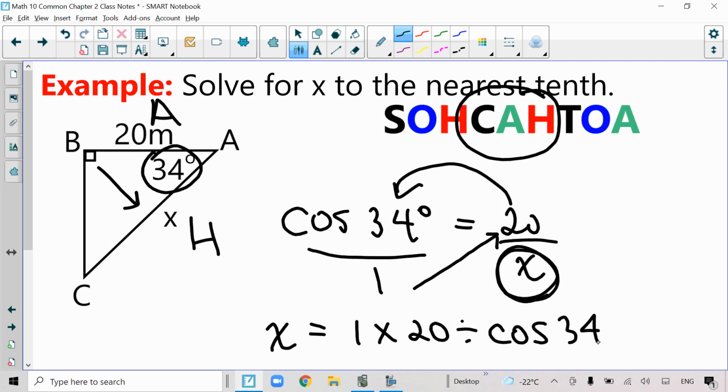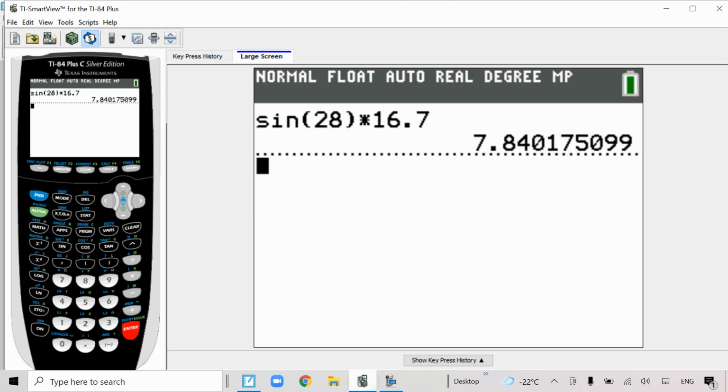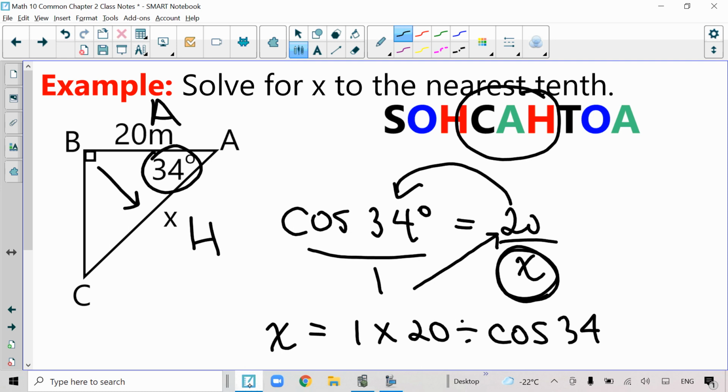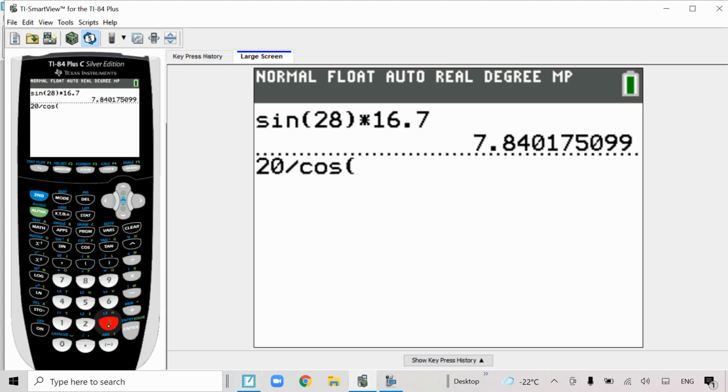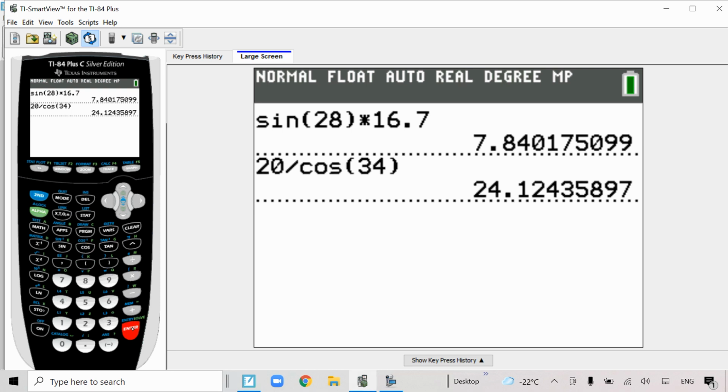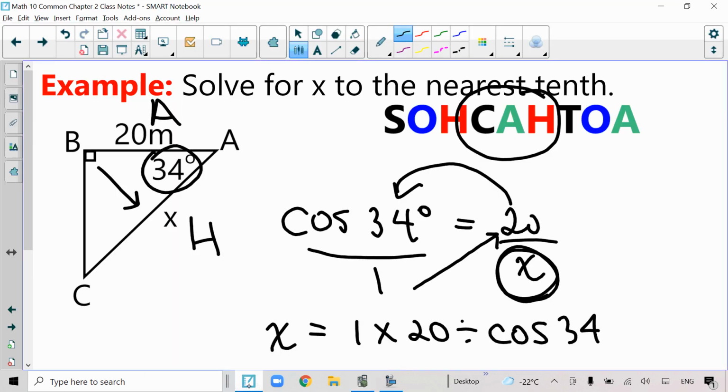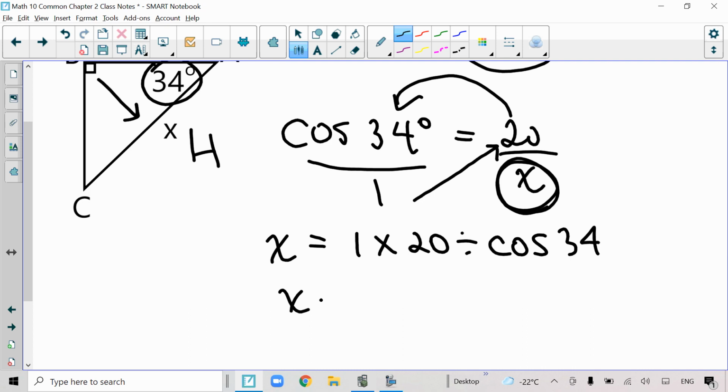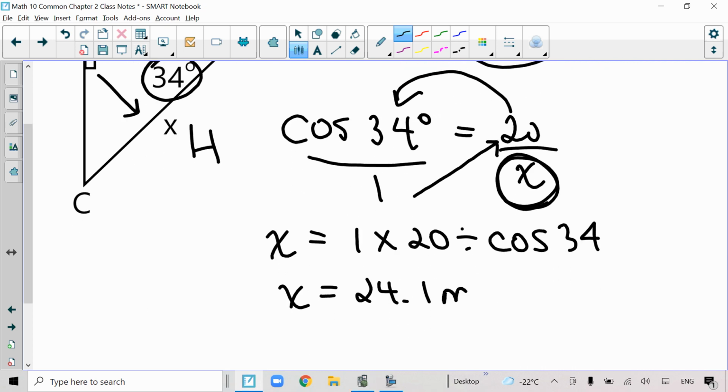So let's put that into our calculator. Now you don't need to do 1 times 20 because we know that's just 20, but if you want to, that's totally fine. So I'm going to do 20 divided by cosine, and I go back here, cosine of my angle was 34, and close my brackets, and I get, to the nearest tenth, 24.1, because that digit of 2 tells me to leave the 1 alone. So 24.1, again, don't forget your units. X is equal to 24.1, and the units are meters this time.